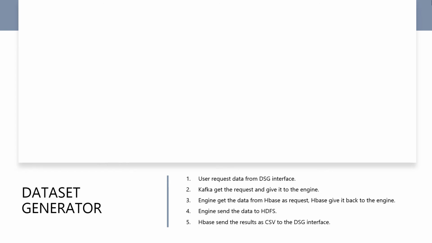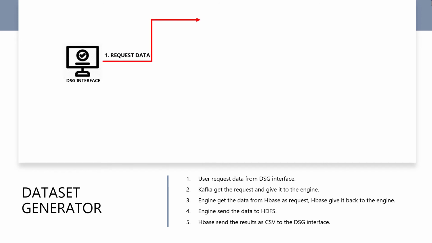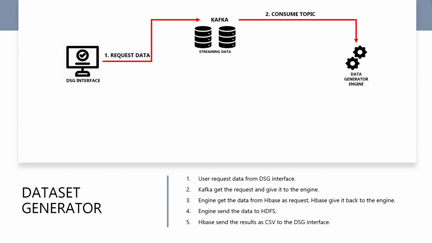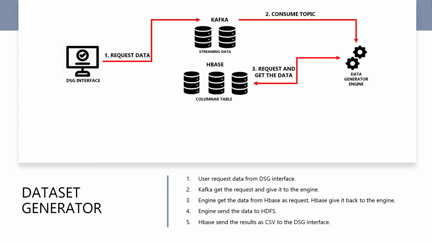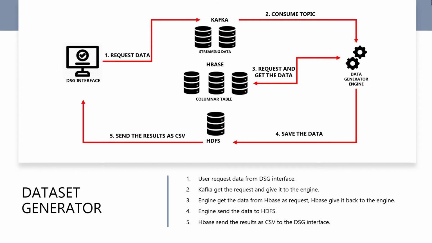This is the flow from dataset generator process. Start from a request from user, then the request comes to Kafka to trigger the engine to do the generate data process. The engine sends the request to HBASE. Then HBASE gives the result from the request to the engine. Then the engine saves the data to HBASE and sends it to the interface to show the data.